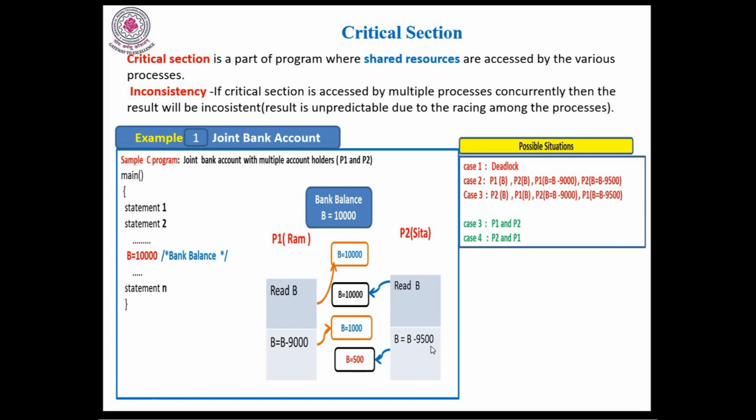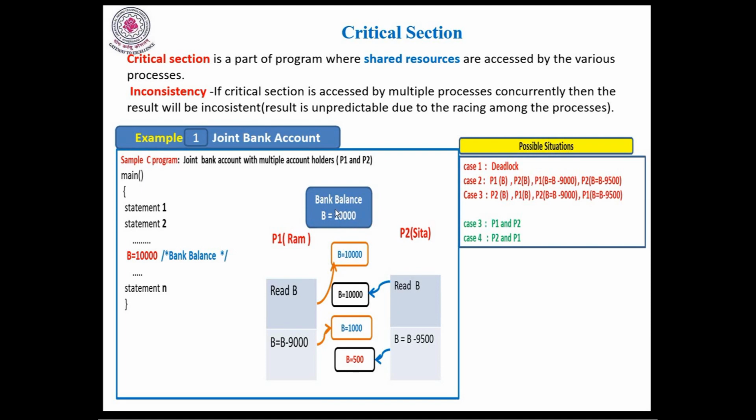B is equal to B minus 9,500. Now what is the balance here? You see that B is equal to 500. So what we observed in this example: P1 is withdrawing 9,000 rupees, and at the same time P2 is also withdrawing 9,500 rupees, with a balance of 10,000 rupees.